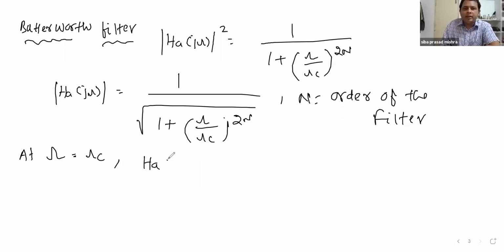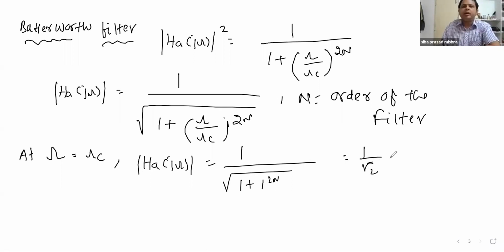Then the magnitude of H(j omega) equals 1 by square root of 1 plus 1 to the power 2n, that is 1 by root 2. You know that the frequency at which the magnitude is 1 by root 2 is known as the 3 dB frequency. Yes or not? Last class I explained. This is 0.707.